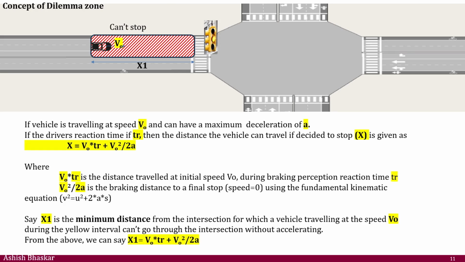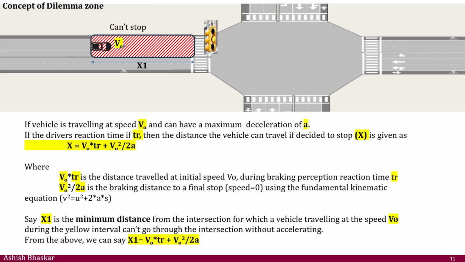If the driver reaction time is this much, then the distance the vehicle can travel if it decides to stop is given by that much. So from here, if you are x1 distance apart, you need that much distance to stop. Technically, if you are within this x1 region, you may not be able to stop, because you have a length here, you might stop somewhere here. So x1 is the region where you cannot stop if you decide to apply your brakes. Are you okay with this?